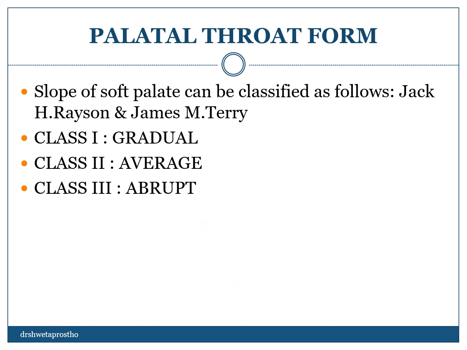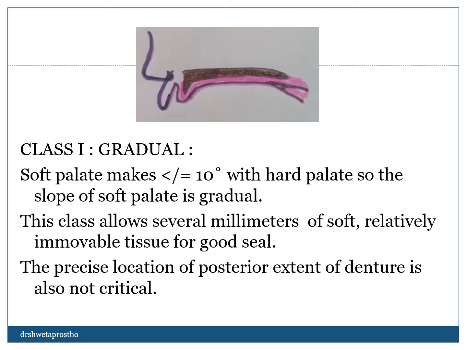Palatal throat form. The angular relationship of the soft palate with the hard palate is called the palatal throat form. The slope of the soft palate can be class 1 gradual, class 2 average and class 3 abrupt. In class 1, the soft palate makes less than or equal to a 10-degree angle with the hard palate. So the slope of the soft palate is gradual. This gives a good amount of immovable tissue at the junction area for good seal. The posterior extent of the denture can be placed very easily.